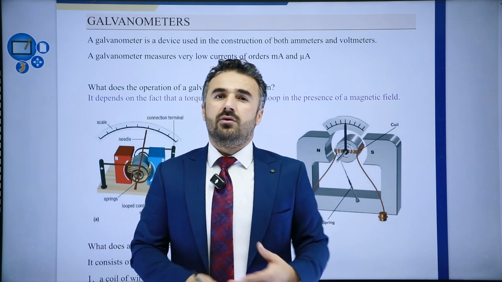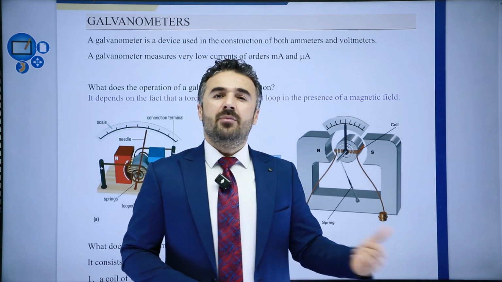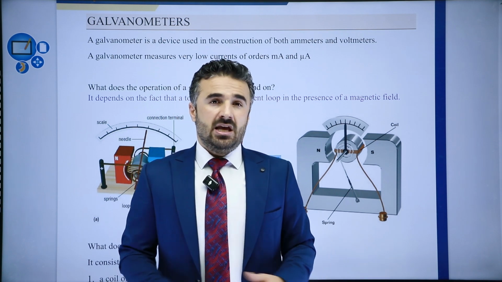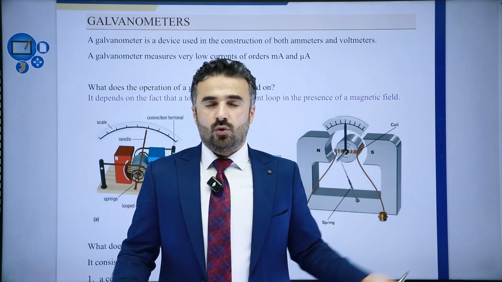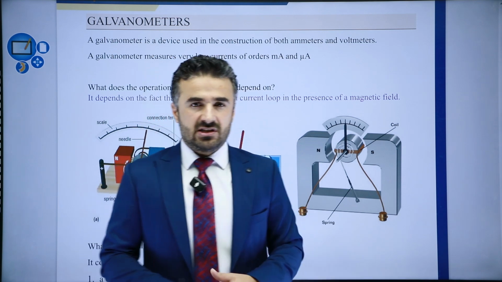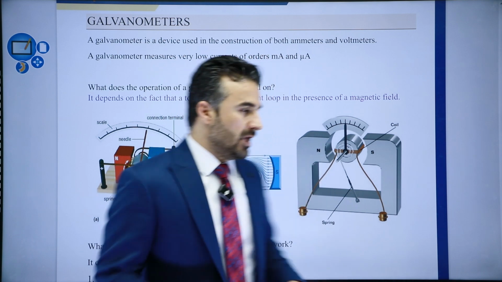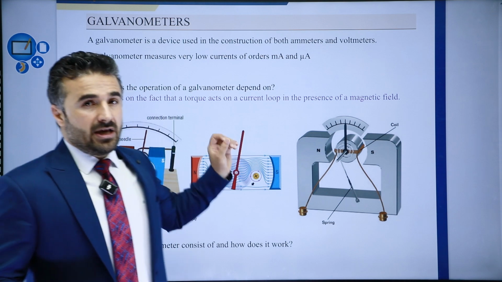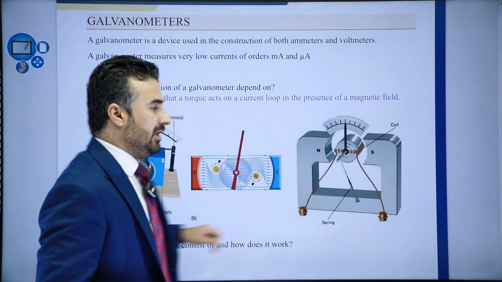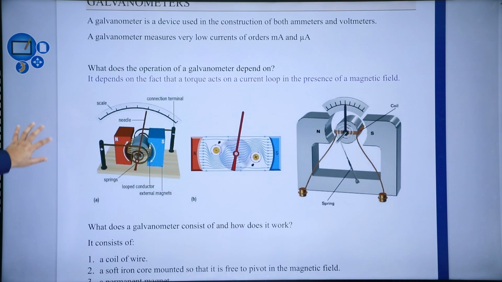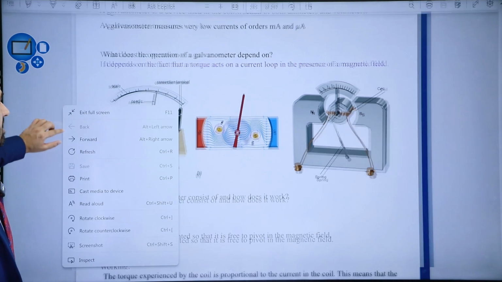And now we're going to see that we can use galvanometers as ammeters or voltmeters if we have a small amount of current or voltage. If it is small enough, we can use a galvanometer to measure them as well. But remember this, normally galvanometers are used to measure currents in the milli or micro range. So how does a galvanometer work? We're going to dive into the details in a second.